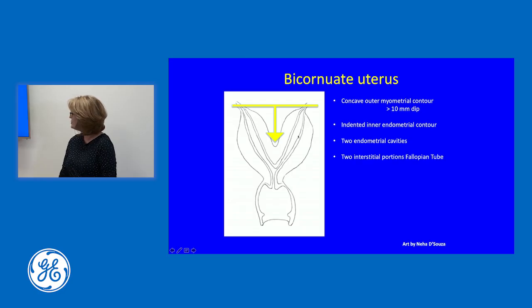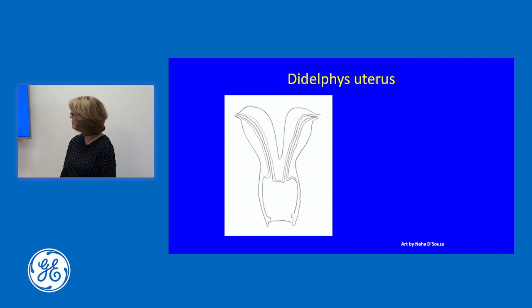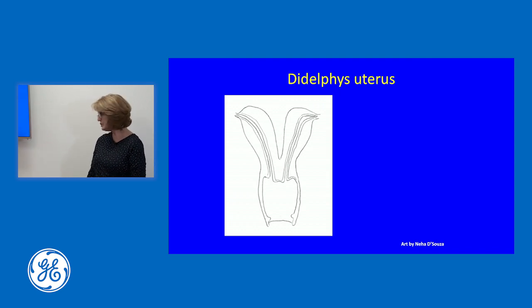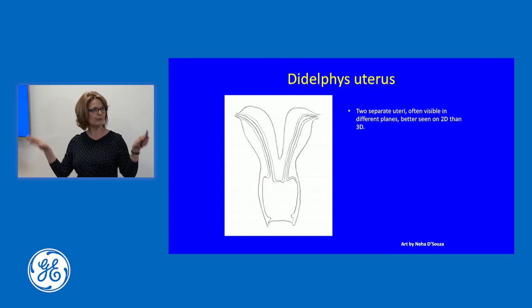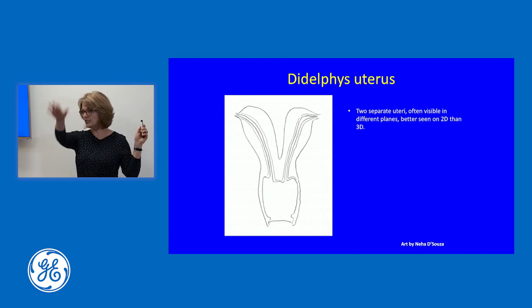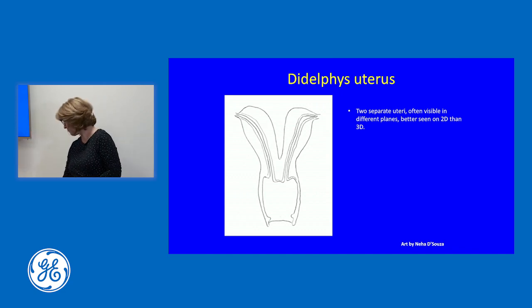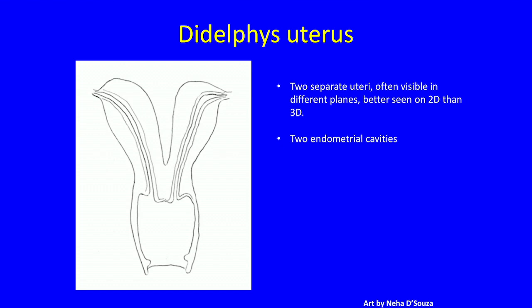Two cavities, two fallopian tubes, and that makes it different from a didelphous uterus, where you have two uterine bodies essentially entirely separate. And they are often in different planes. Rather than them both being in this plane, it's a bit like bunny ears. You often have one going this way and one going that way, which makes it very hard to capture on 3D. Two cavities, two cervices.